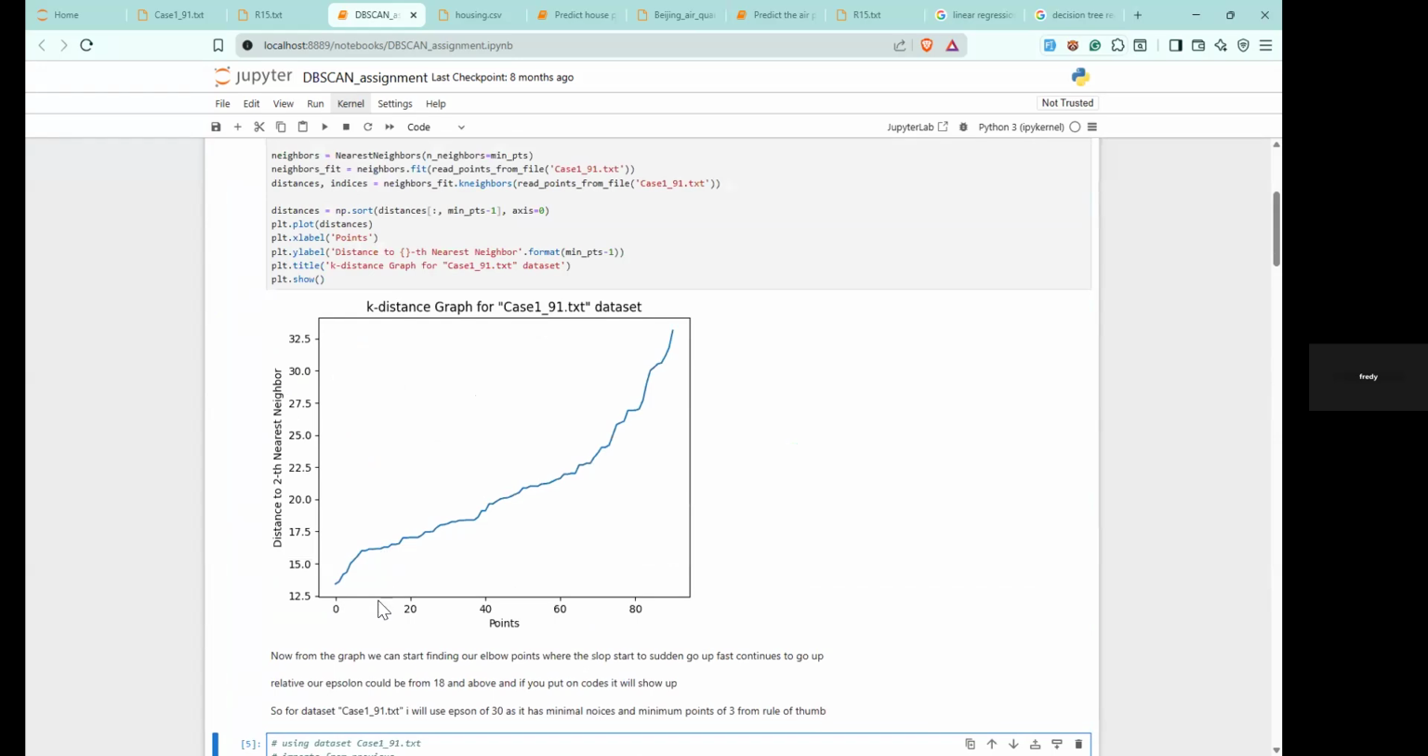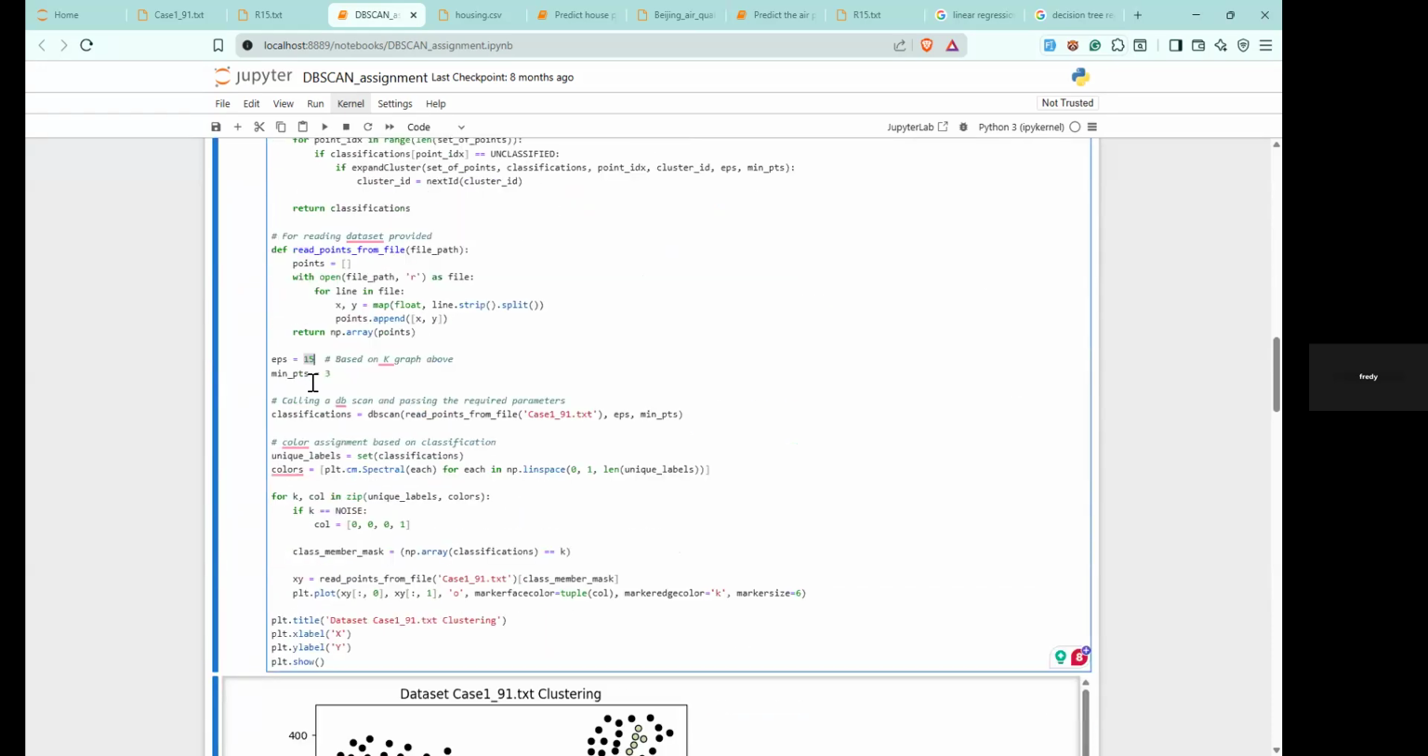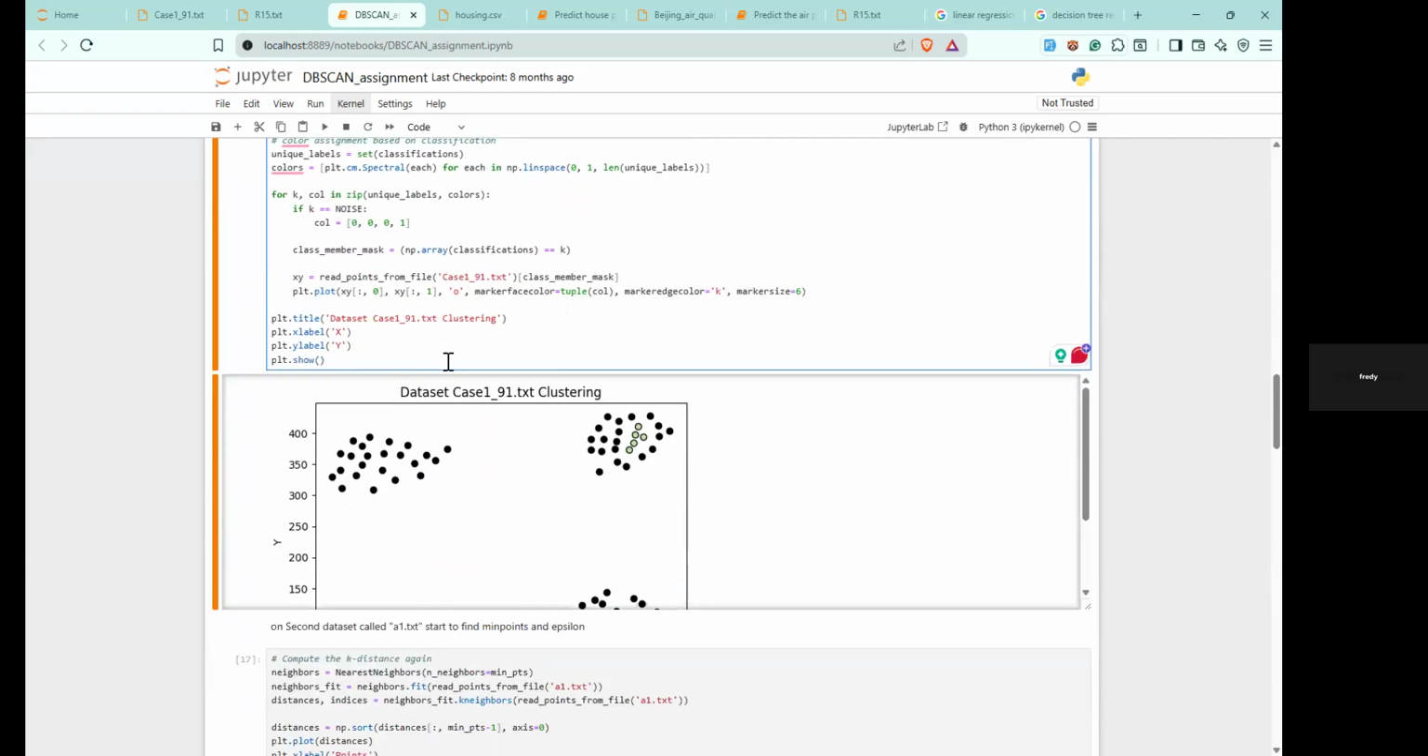From the K graph, when we say it starts showing an elbow, that means it's starting to show quite a bit of distance from one point to another. That's why we are looking for the elbow. So if we change from 15 to 30, we are expecting the amount of noise to be reduced in this drawn data set clustering.